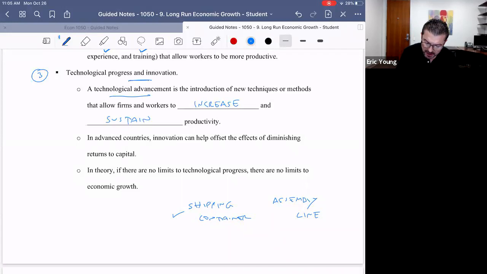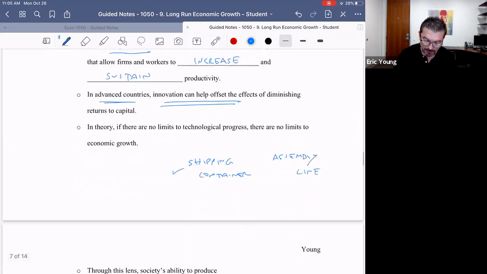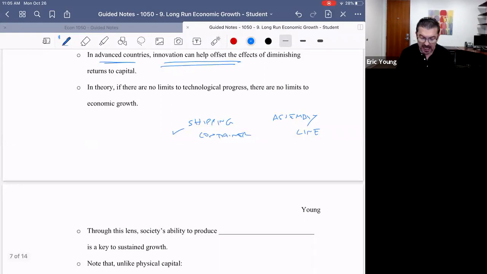We know that in advanced countries especially, as we mentioned a minute ago, over time capital accumulation will stall out, and capital by itself cannot sustain long-term growth. However, innovation can help offset the diminishing returns on capital. In fact, we believe in economics that, at least in theory, if there were no limits to technological progress, to innovation, there would theoretically be no limits to economic growth.